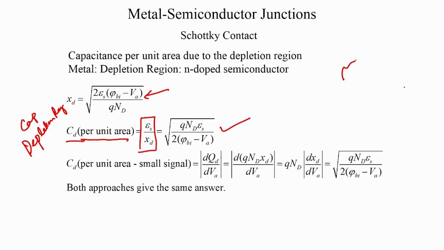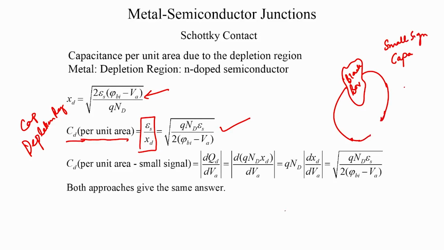So, let us say there is some device sitting inside a black box, and you have these two terminals across it, and we want to measure the small signal capacitance. Now, what is a capacitance? How do you define capacitance?